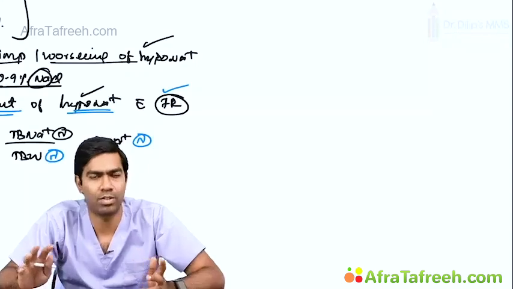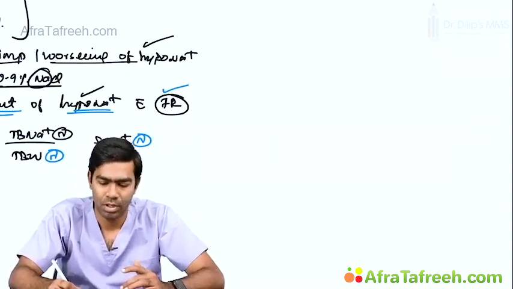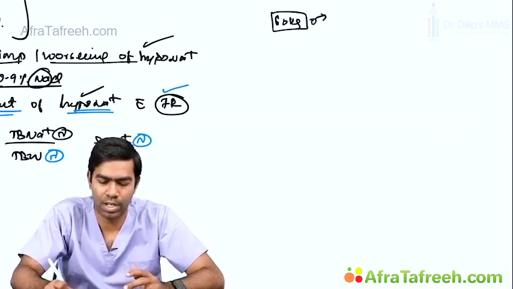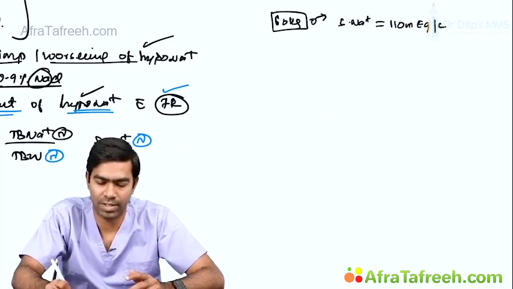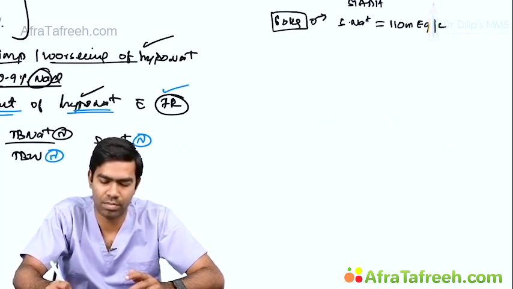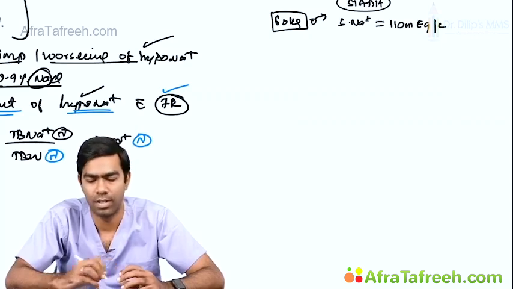So how is this important? How can you understand this fact? For that, you have to do some mathematical calculations. It's simple math, not very tough math. Let us assume a patient who is a 60 kilogram man having a serum sodium of 110 milliequivalents per liter and he is having SIADH. This is a patient who is suffering from syndrome of inappropriate antidiuresis.